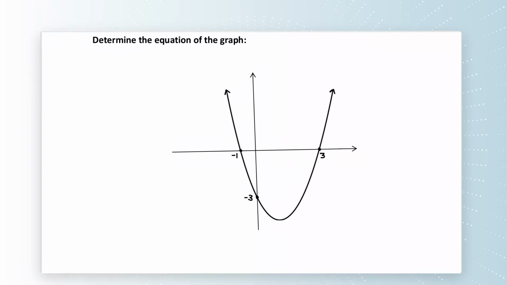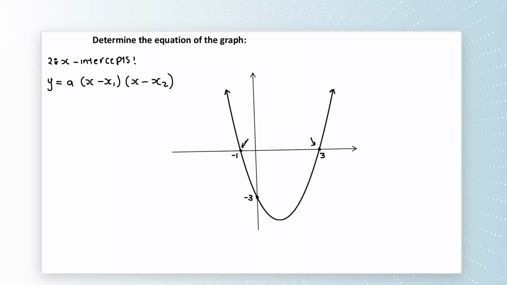Look at what we have here. We have two x-intercepts. So when you are given two x-intercepts, you're going to use the following method. You will use y equals a into (x minus x1), close bracket, open (x minus x2). That's the formula or the equation you're going to use.